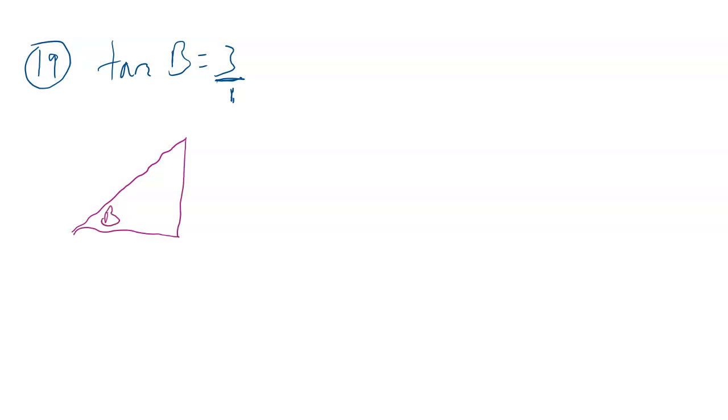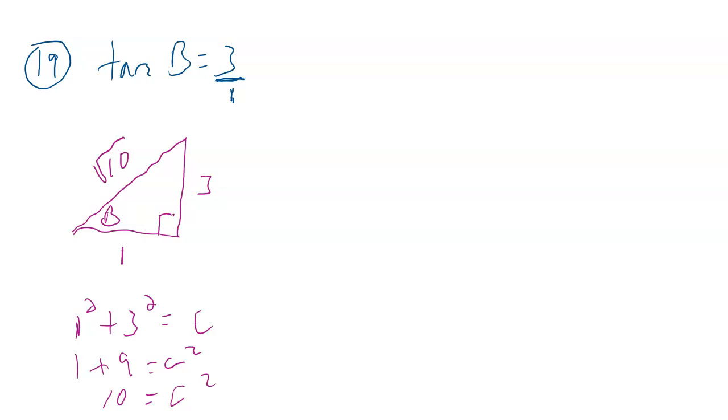Here's angle B. Here's a right angle. Tangent is the opposite side to the adjacent side. So this is 3 and 1. And then to find the missing side, 1 squared plus 3 squared equals c squared. So I got 1 plus 9, which is 10, is equal to c squared. So I believe this is the square root of 10. I can't really do anything with that.